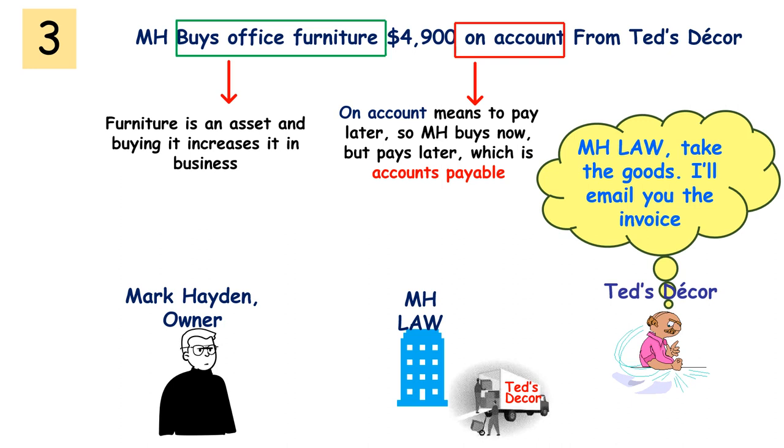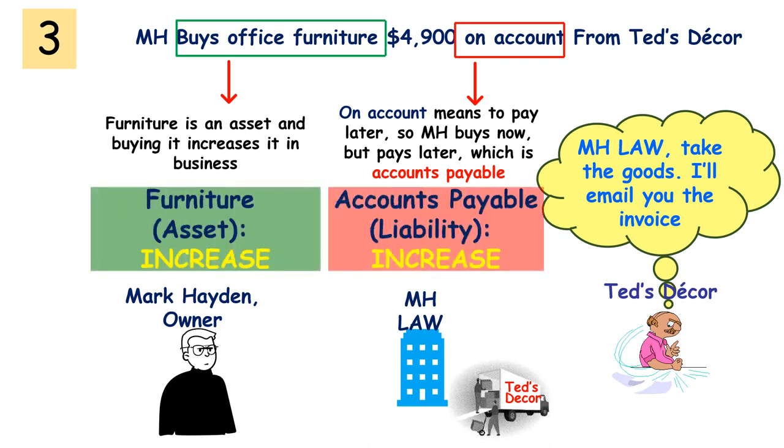So we understood that the accounts involved are furniture, which increased, and accounts payable, which is a liability, also increased. So let's apply the debit credit rules. Now furniture, an asset increase, will be debited, and accounts payable is a liability, so it will be credited.